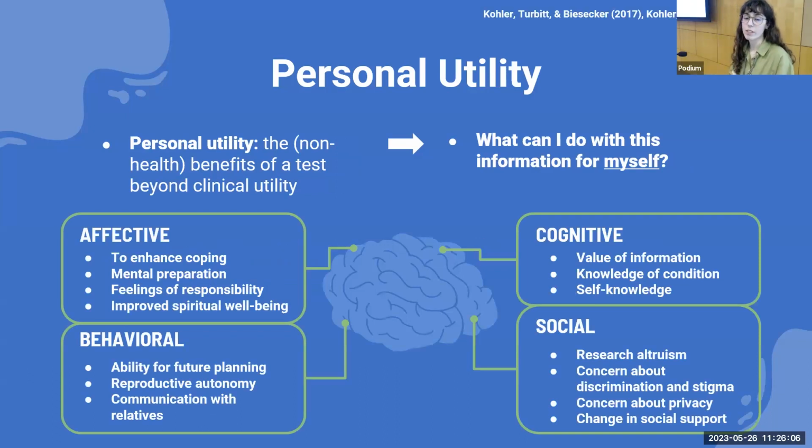And personal utility covers a lot of different aspects of our experiences. So it can impact things like how we plan for our future and how we plan to have a family. It can impact our identity and our self-knowledge. So identifying with a new community and finding support and resources. It can help us feel like we can cope with the health condition better. It can also impact our privacy and the way that we find social support.